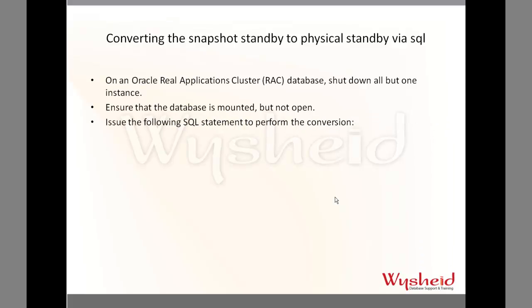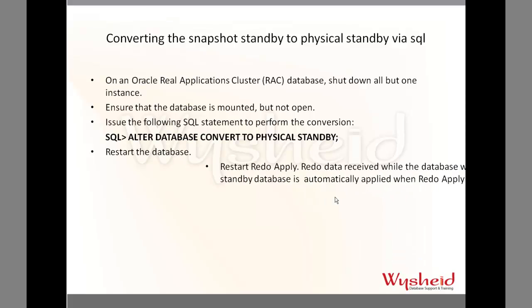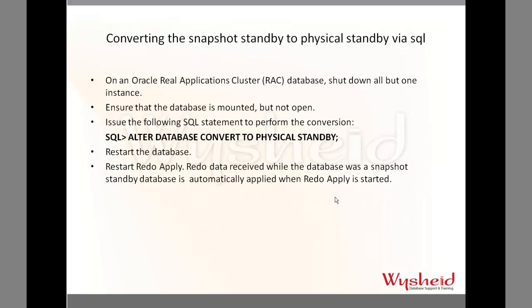But here also one point is valid. If you want to convert a snapshot standby database back to a physical standby database, it should have been opened in read-write mode at least one time. Then we can issue the command ALTER DATABASE CONVERT TO PHYSICAL STANDBY. Once the command is completed, we have to restart the physical standby database. And then we can restart the media recovery process, and Oracle will reapply the changes which have accumulated during the period of the snapshot standby database.